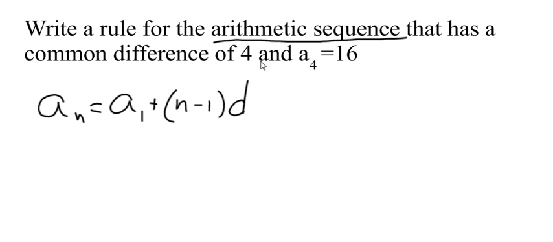Now we must pick apart the information that we are given so that we can substitute those values into our expression here that defines any given arithmetic sequence. To do that, we're going to have to try and find a sub 1 and the common difference. Well, here it's pretty easy because they already gave us the common difference, d equals 4, so we can substitute that in right now if we wanted to. So that's not too bad.